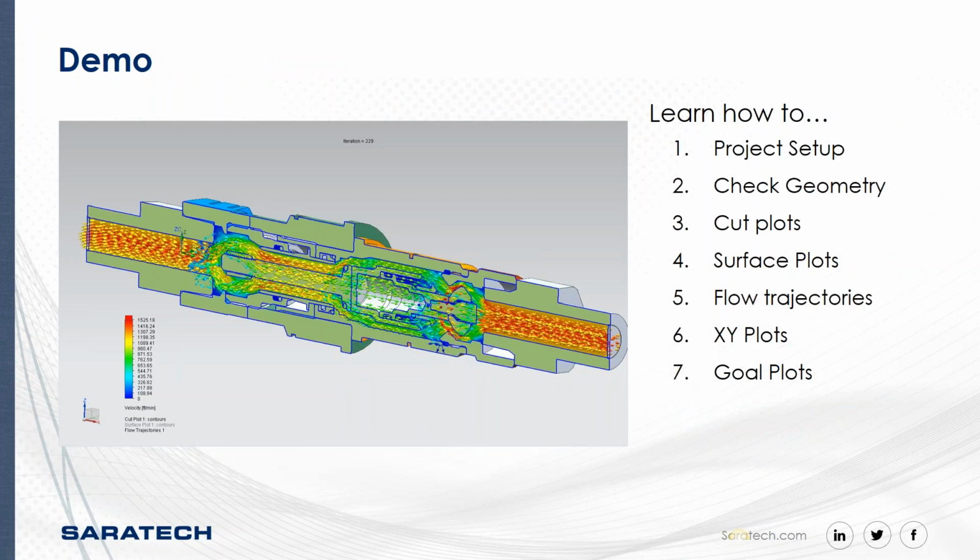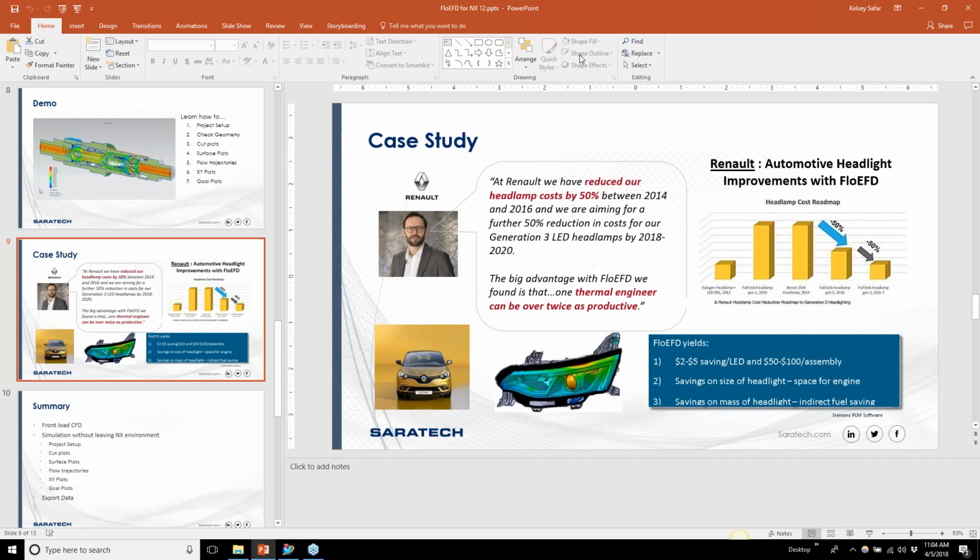A couple of things we're going to go over in the demo. We're going to learn how to do a project setup. We're going to check the geometry for our fluid flow. We're going to go over a lot of plots: cut plots, surface plots, and flow trajectories. The flow trajectory is actually the picture that you see. Then we're going to go to the XY plots and goal plots. It's all going to be embedded within NX12.